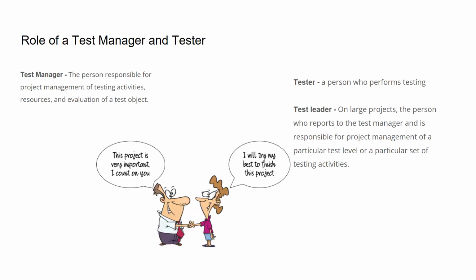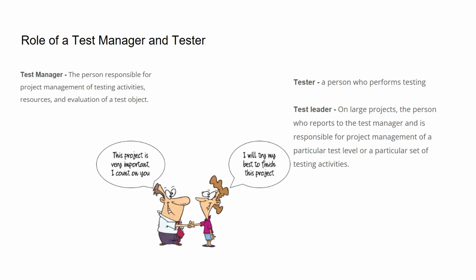Something similar to a project manager, the test manager is there. Then there's a tester, who is just a person who performs the testing, and also a leader. So as I said, when it comes to around 100 people, there can be one test manager and 2 or 3 test leaders under him, and there are a set of testers assigned to each specific test lead, right? On a large project, the test lead is a person who reports to the test manager and is responsible for project management of a particular test level.